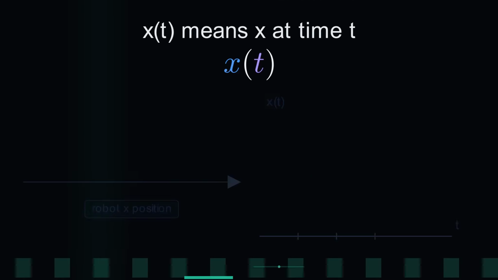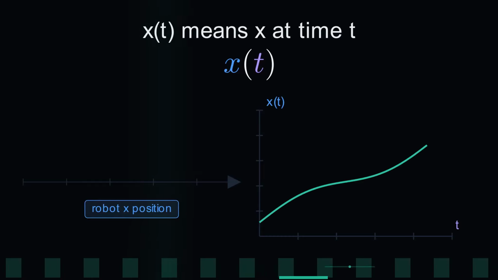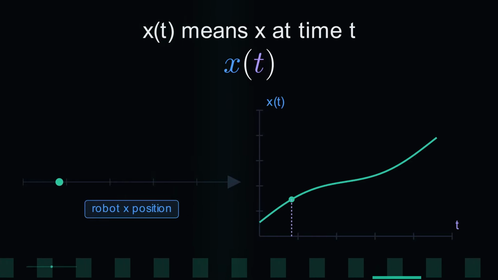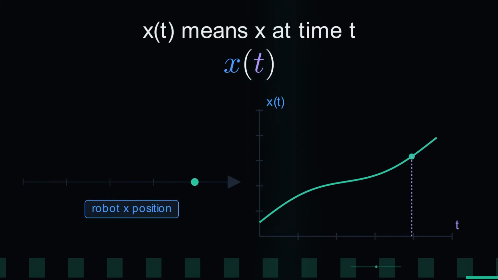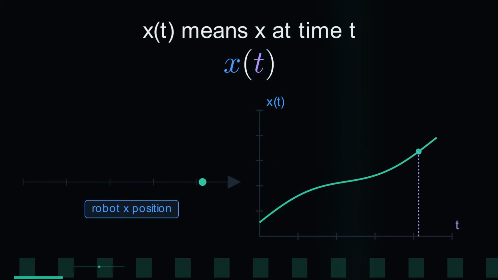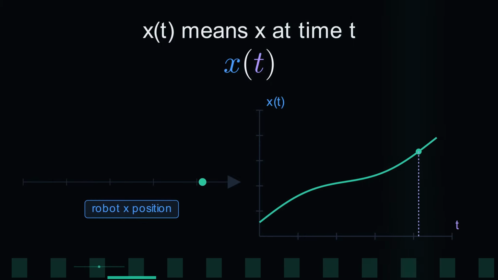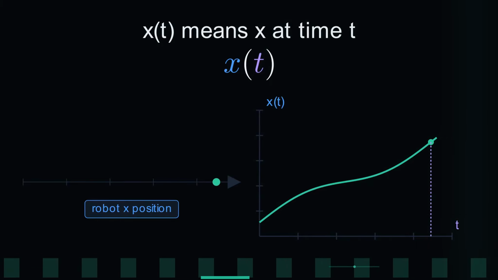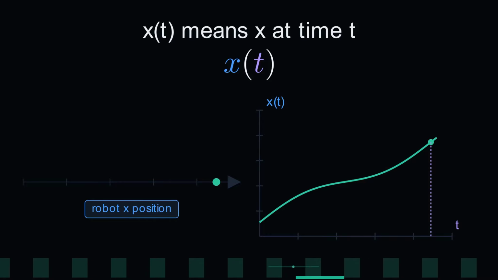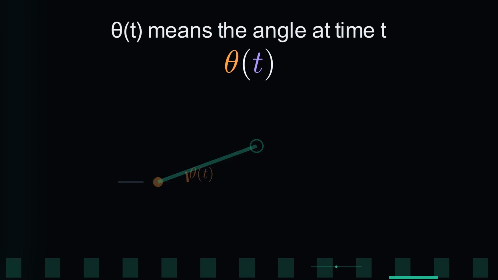X of t means x at time t. The coordinate can change as the robot moves. The parentheses make time the input. Each moment selects one value, so the sequence becomes a continuous motion trace across the full run, not multiplication.